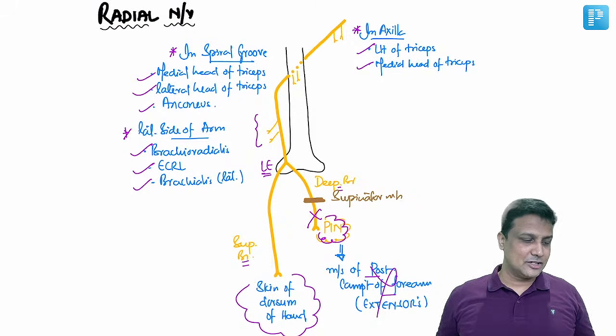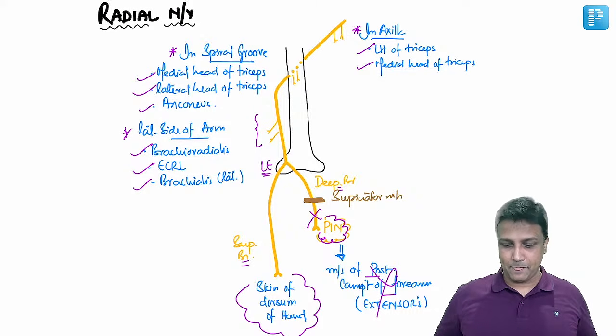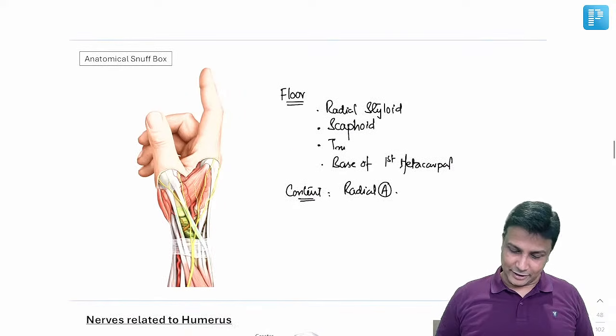And take my words, out of these three nerves, ulnar nerve, median nerve and the radial nerve, definitely one question will be asked in your exam. Okay, now let's move ahead, sir. Let's go ahead right now.